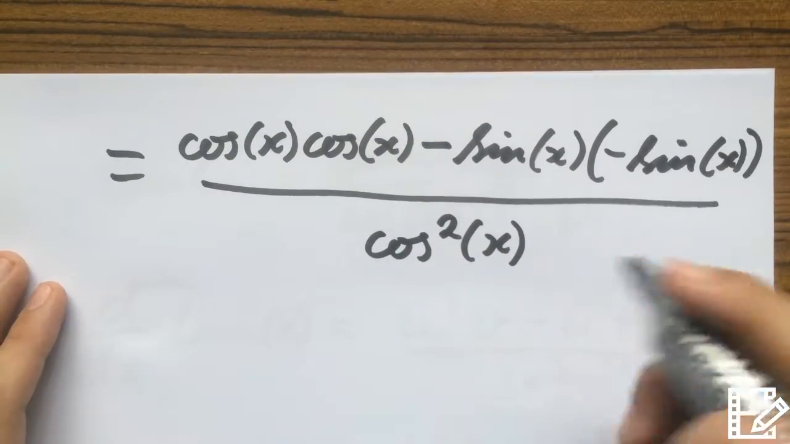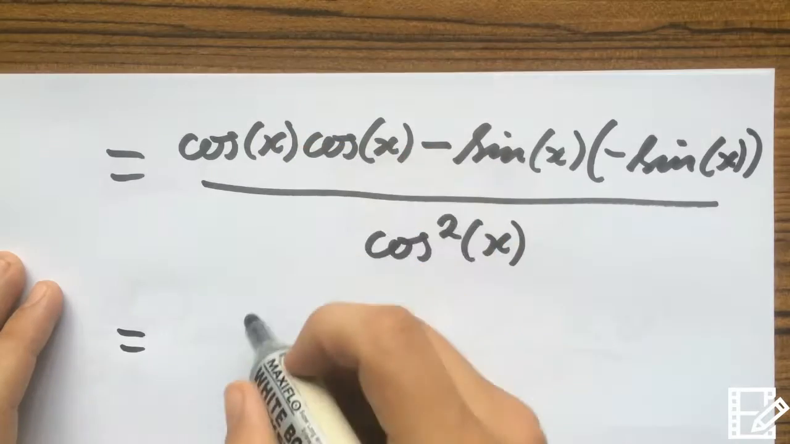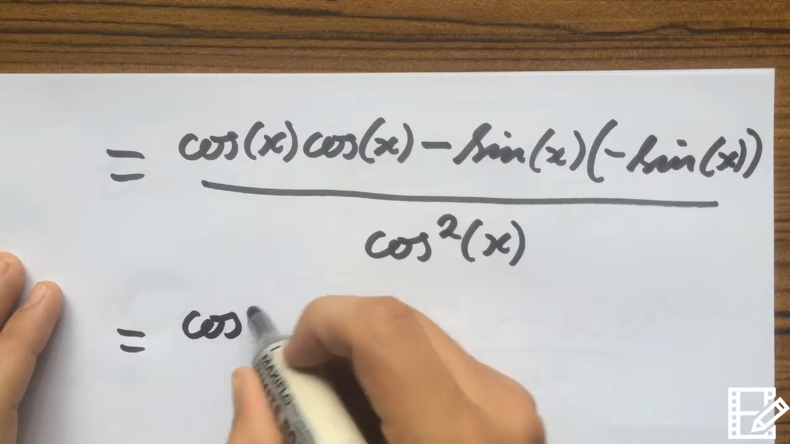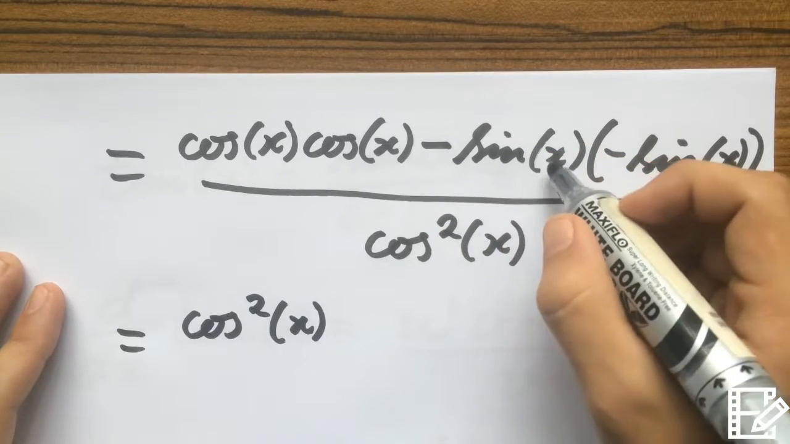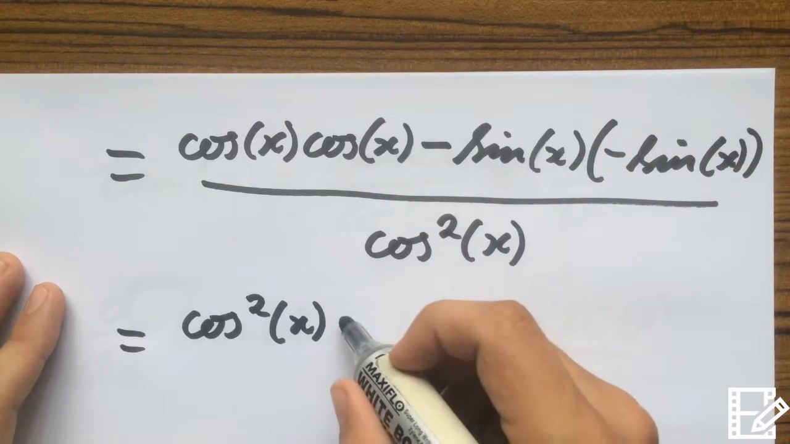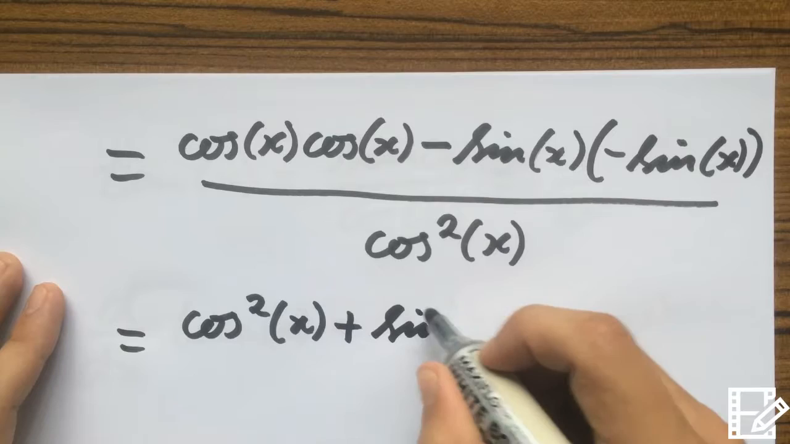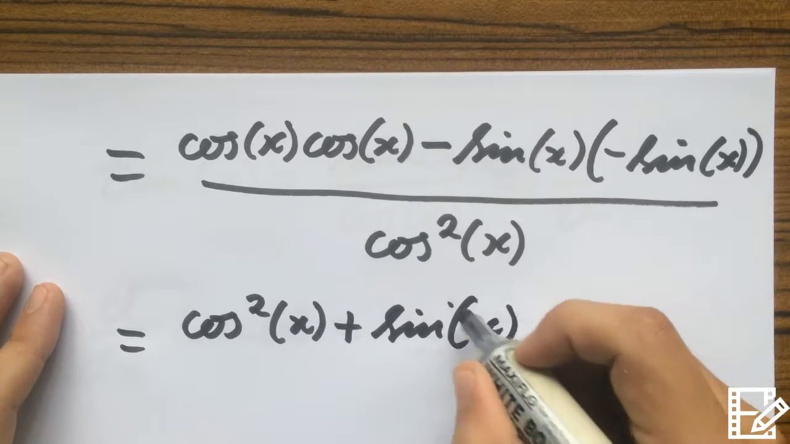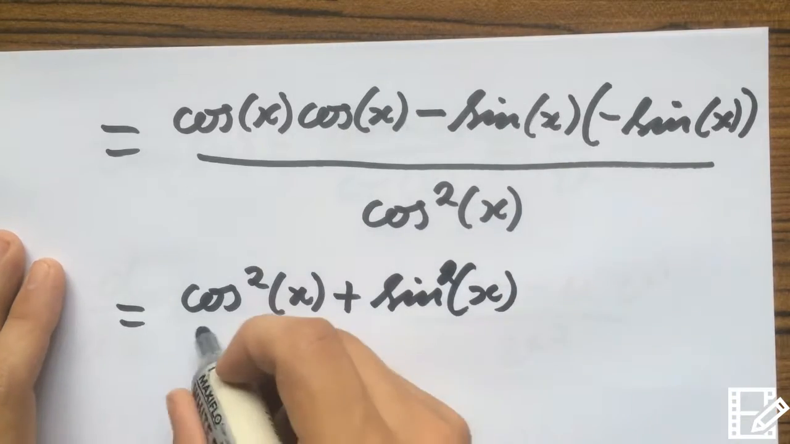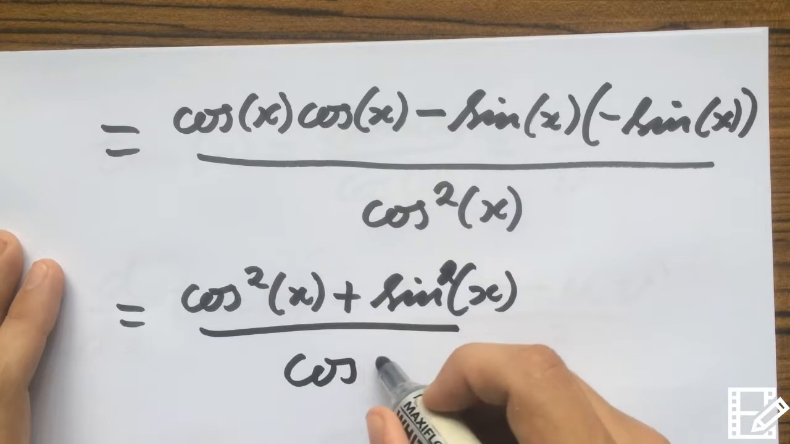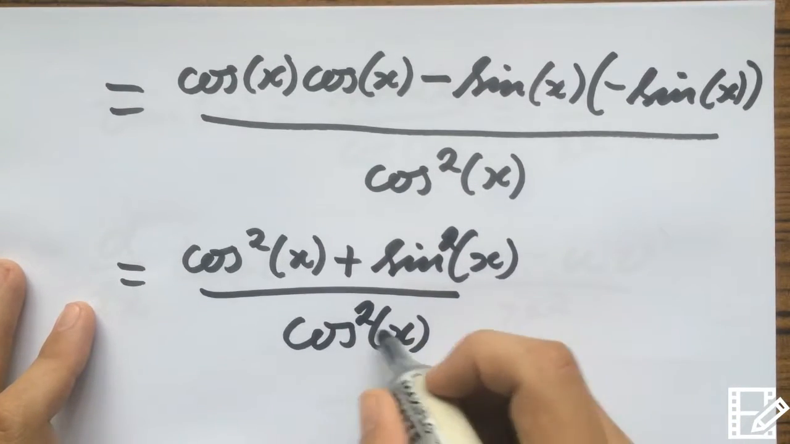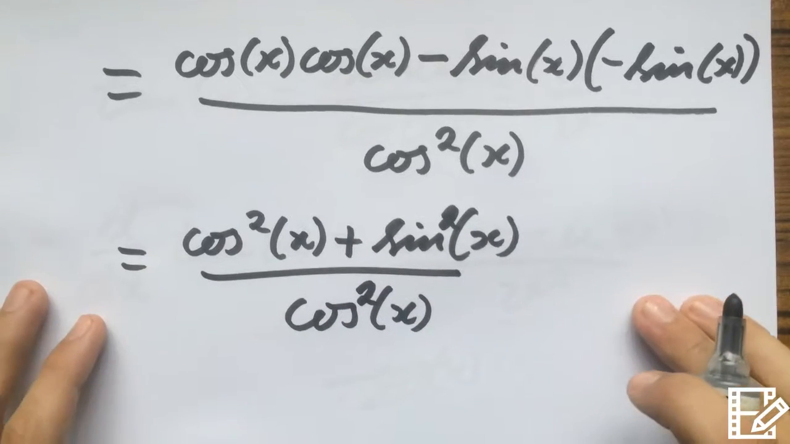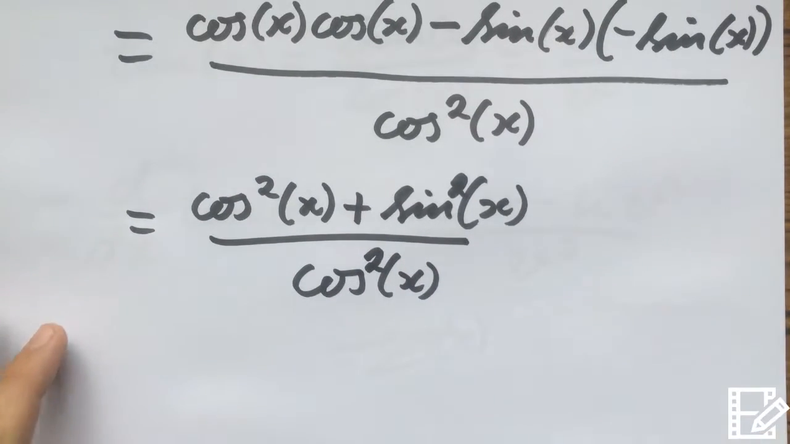Now, what does this mean? Well, cos times cos is cos squared. Negative sine x multiplied by negative sine x is positive sine squared x. All over cos squared x. And you may think, let's try and get rid of this, but we're not going to. And you can't do it like that.